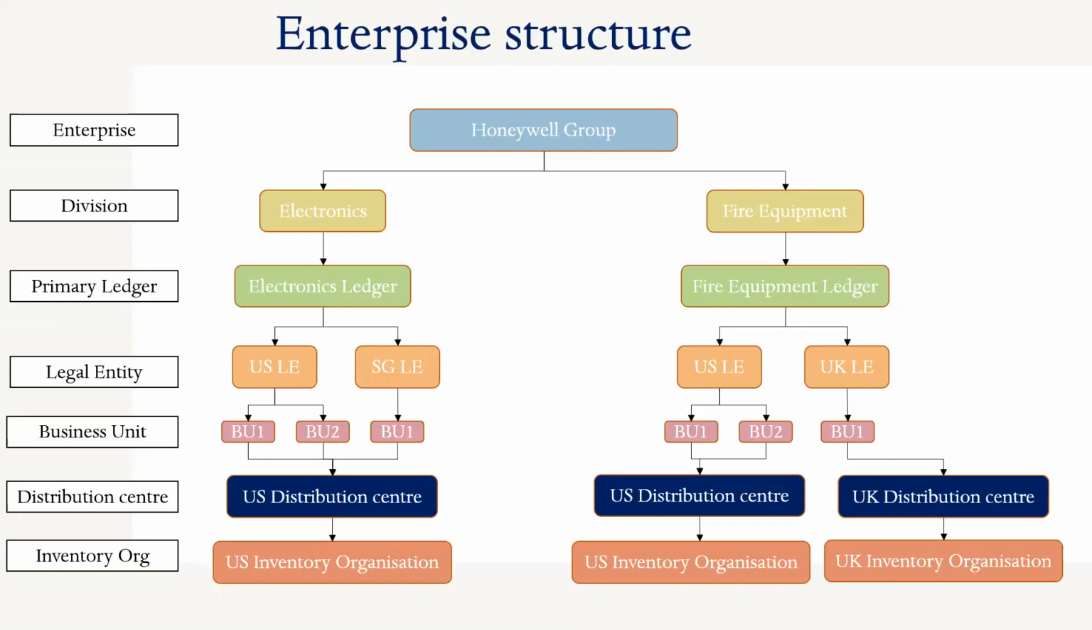And then we have the legal entity. For example, for electronics we have taken US and Singapore. Similarly, for fire equipment, we have taken US for one and UK for the other. And for business units, for example, the US has two business units. A business unit is nothing but our operating unit. Basically, wherever we are incurring expense or revenue generation is happening, that we call a business unit. In EBS, we call it an operating unit.